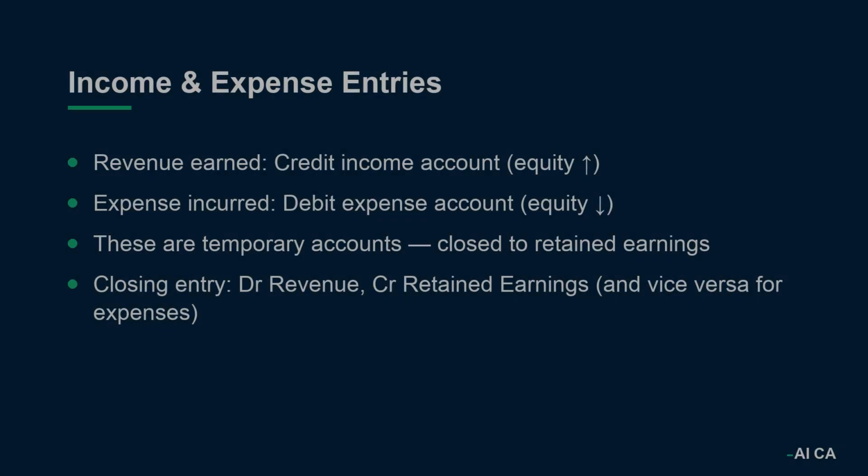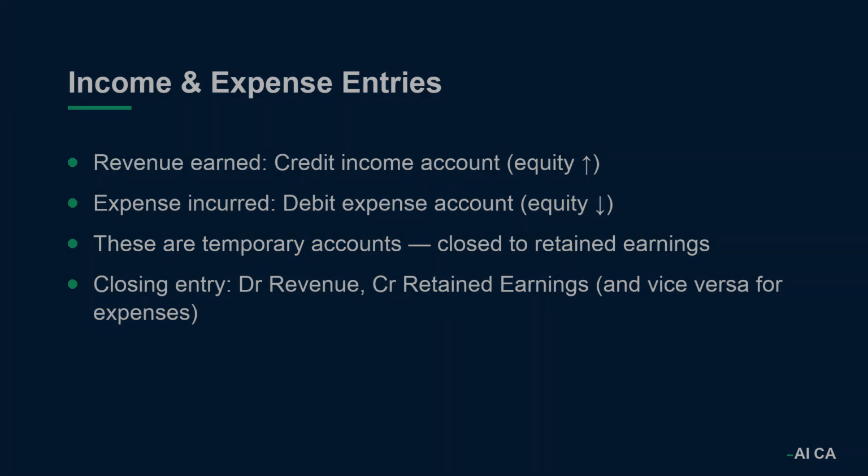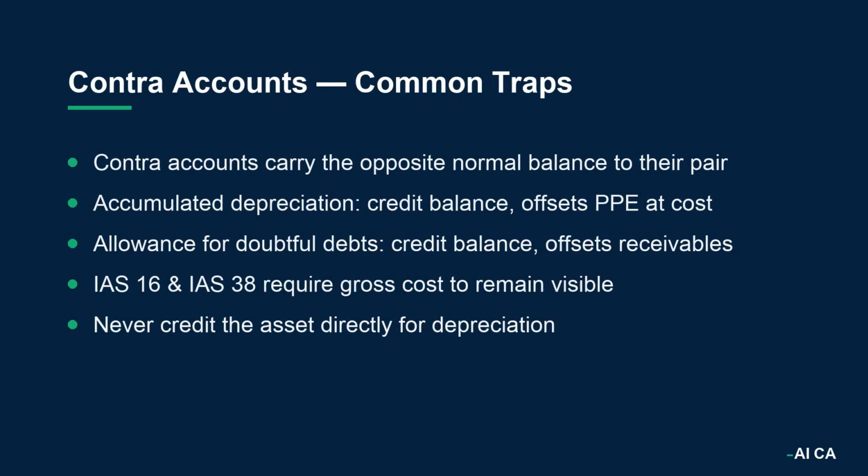Balanced. Revenue and expense entries are where candidates most often slip up because income and expense accounts are temporary. They ultimately flow into retained earnings and close at year end. When you earn revenue, equity increases, so you credit revenue. When you incur an expense, equity decreases, so you debit the expense. The impact on the accounting equation is felt through equity, even though the income statement accounts are separate lines in your ledger. Contra accounts deserve specific attention.